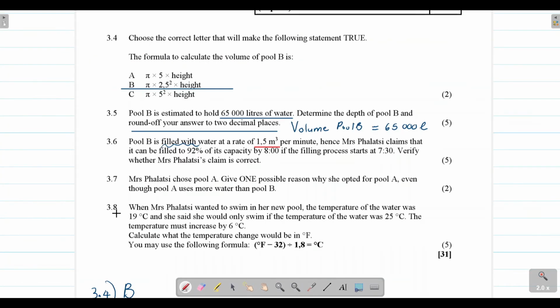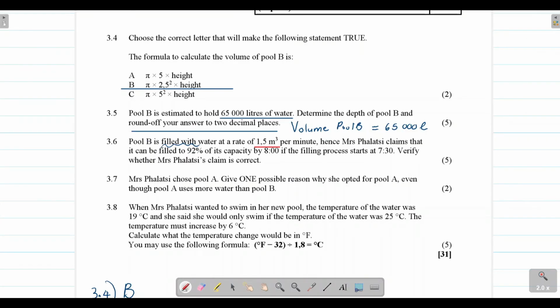Let's have a look at question 3.8. When Mrs. Palati wanted to swim in her pool, the temperature of the water was 19 degrees Celsius, and she said she would only swim if the temperature of the water was 25 degrees Celsius. The temperature must increase by 6 degrees Celsius. Calculate what the temperature change would be in degrees Fahrenheit. You may use the following formula.